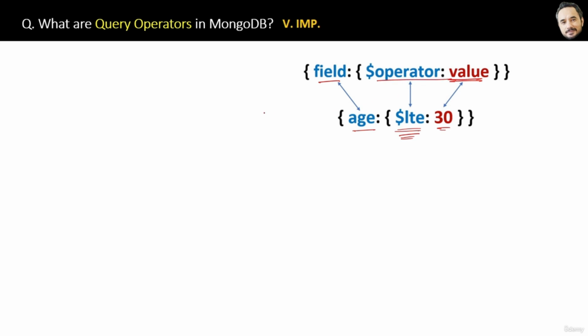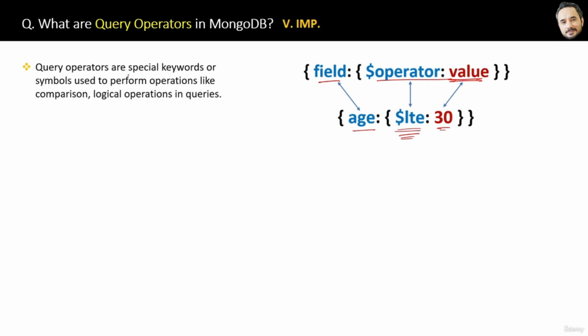operator. Okay. The proper definition is: query operators are special keywords or symbols used to perform operations like comparison and logical operations in queries. Okay, that's the answer.